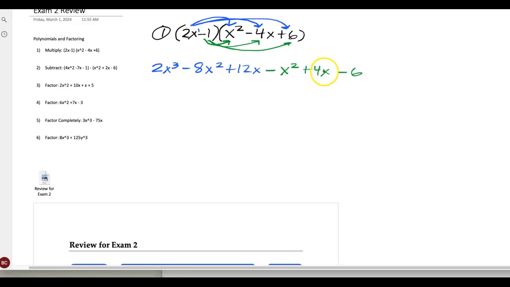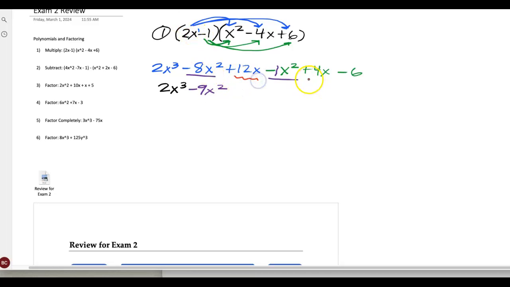And then the last thing that we need to do is just get our like terms together. So I can see on this that 2x to the third doesn't have a like term, right? There's no other x cubes in there, so it's just going to come down as part of our answer. But then I can see I have a negative 8x squared and a negative x squared. So negative 8 minus 1 is negative 9. So I get negative 9x squared for my x squared parts.